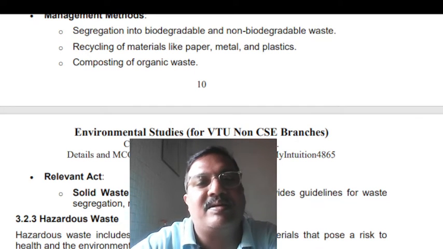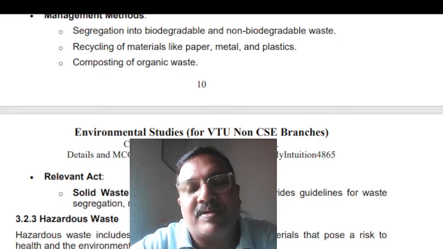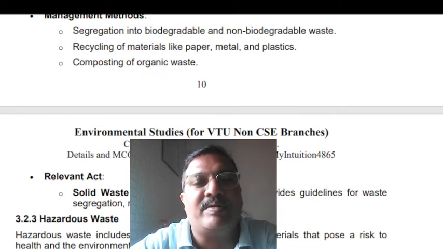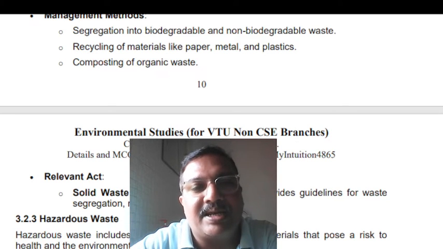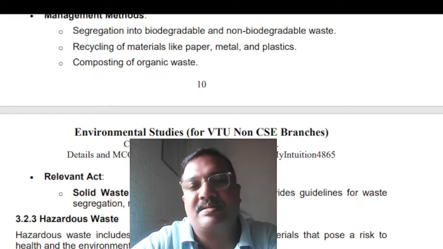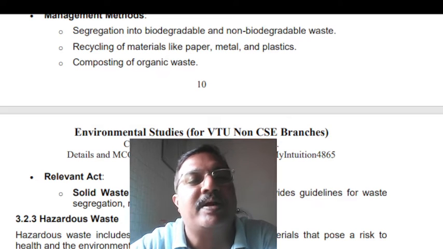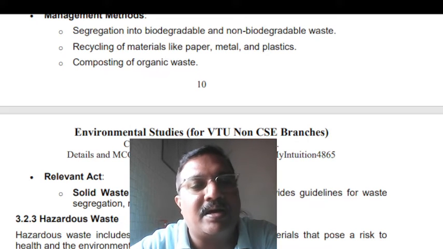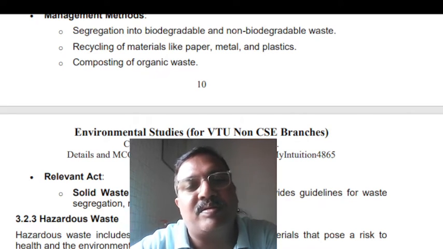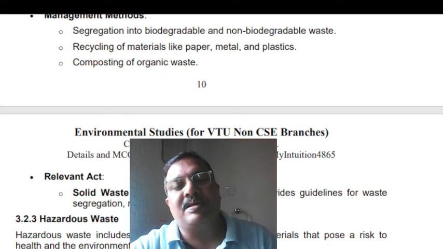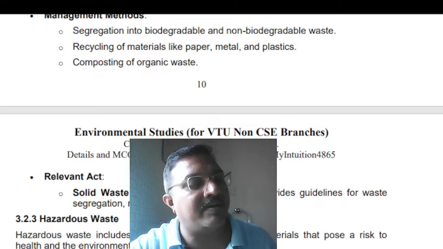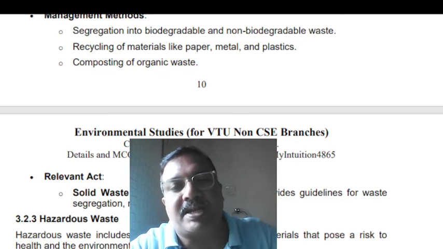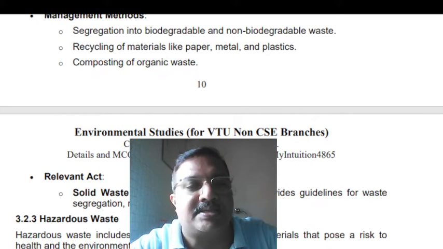Separating the biodegradable waste like food from the non-biodegradable waste like plastic, that is segregation. Recycling paper, metal, plastics, these can be recycled into new products. Then composting: the biodegradable, non-recyclable waste can be converted into compost, which can be used as a fertilizer.